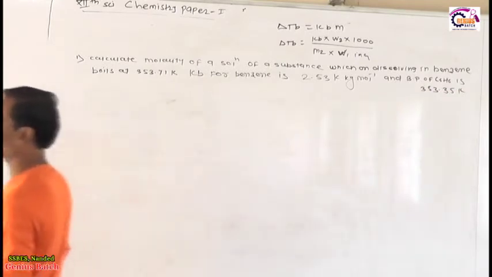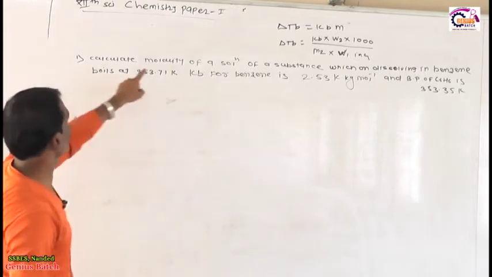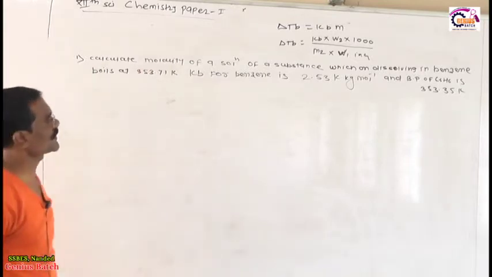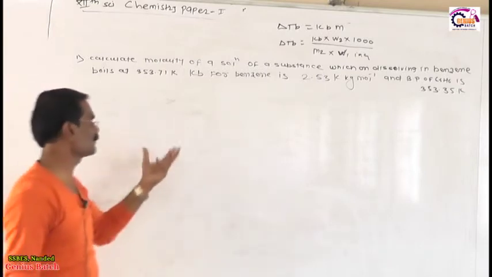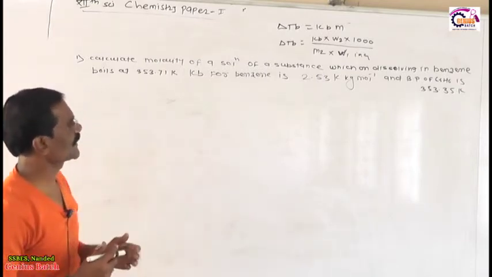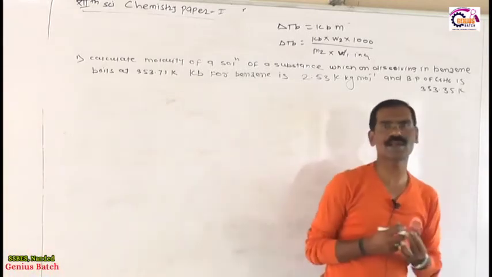Sometimes this type of problem is asked in examinations. So dear friends, what is the problem? Calculate the molality of a solution of a substance which on dissolving in benzene boils at 353.71 Kelvin. Kb for benzene is 2.53 Kelvin kilogram per mole and the boiling point of benzene is 353.35 Kelvin.